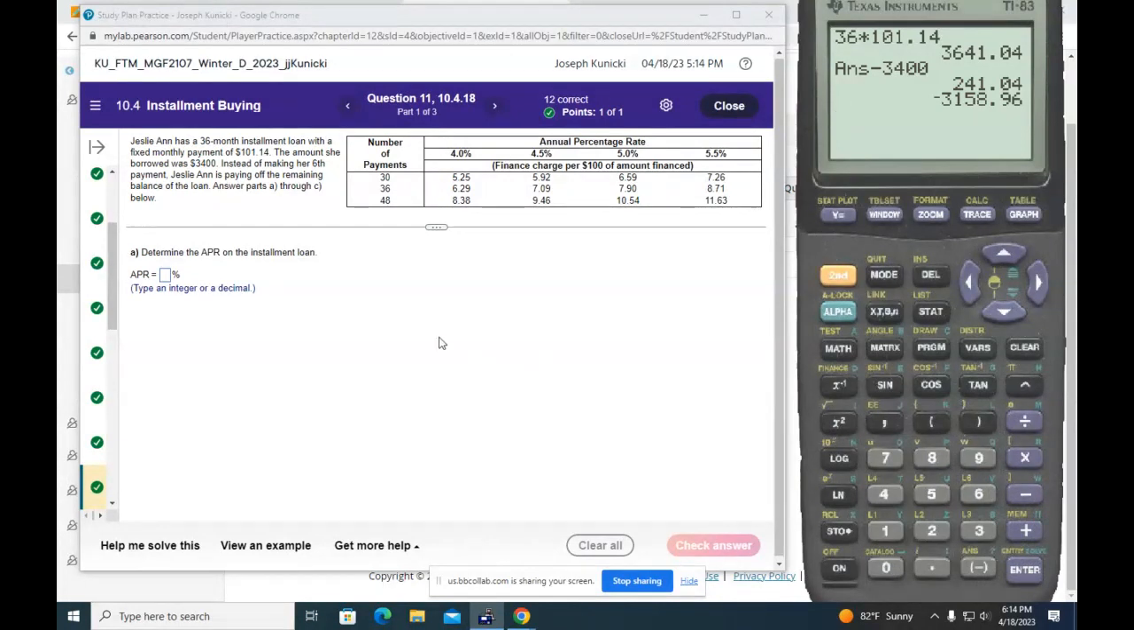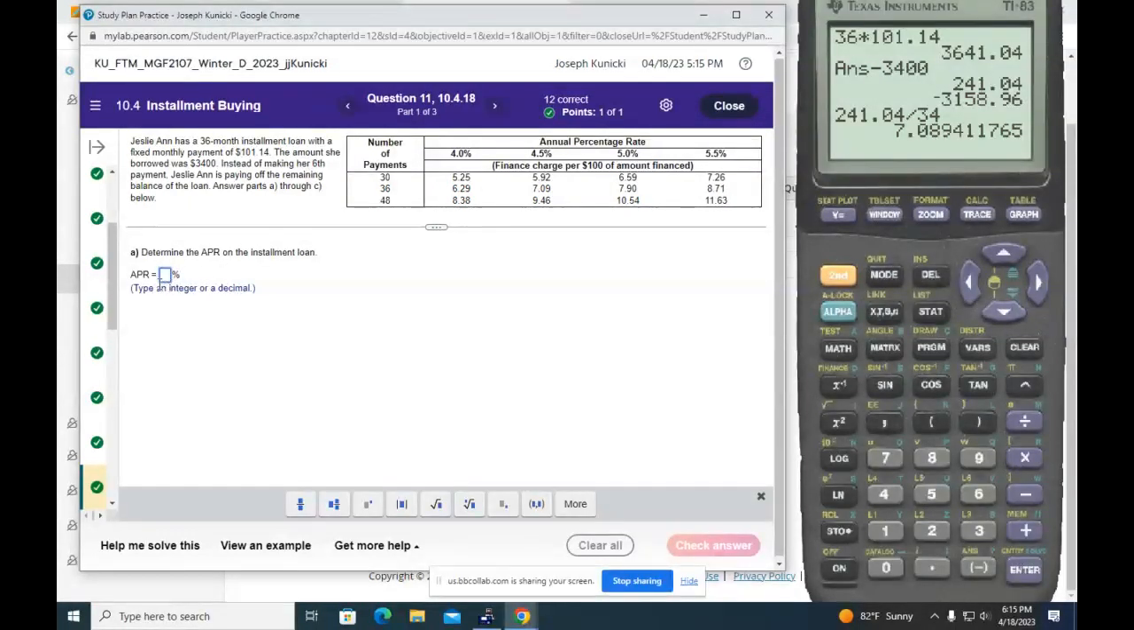So it's $241.04. And I take $241.04 and divide by the number of hundreds, which was, how much did she borrow? 34. So divided by 34. So 709. And you see, if you go to the 36th row, there is 709. 4.5%.